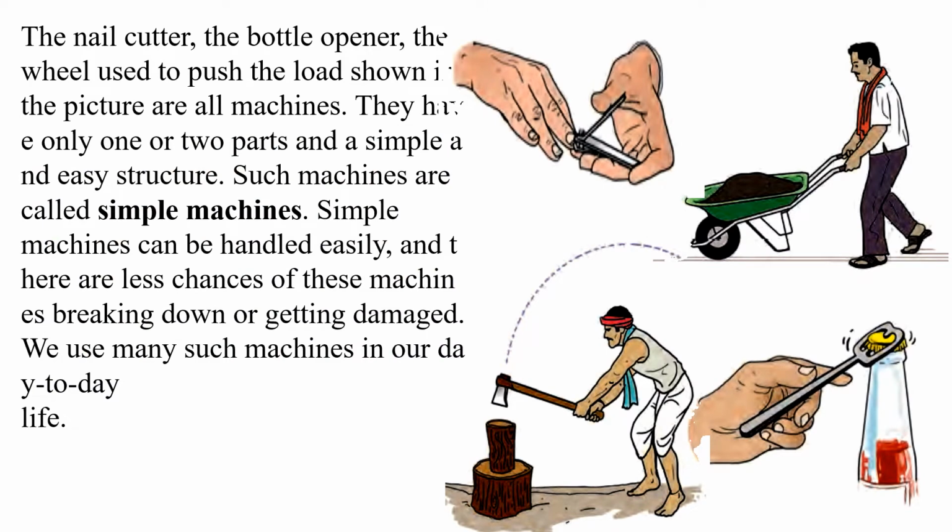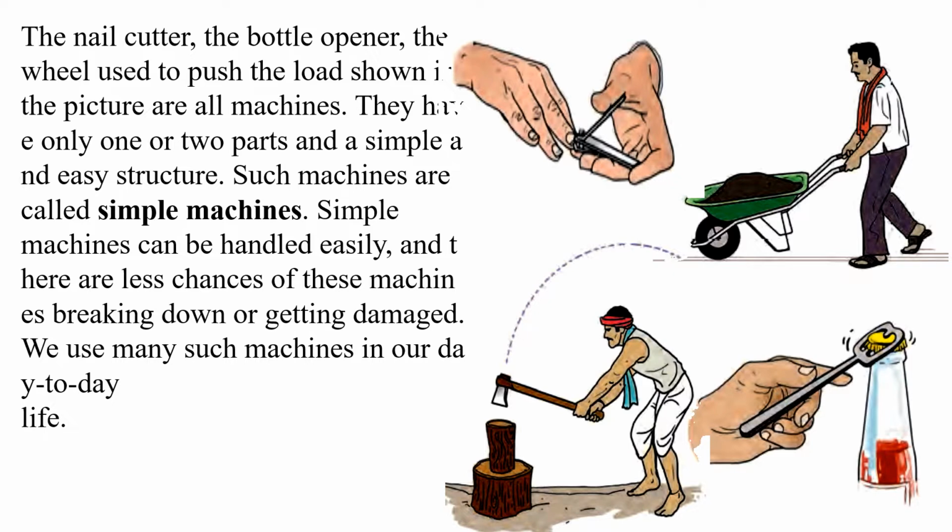Here in this picture, you can see that there are four pictures given to you. Nail cutter, you can see a man who is using a trolley in order to carry some cement. You can see a man who is using an axe to cut the log. Okay, here in these pictures, the nail cutter, the bottle opener, the wheel used to push the load shown in the picture are all machines.